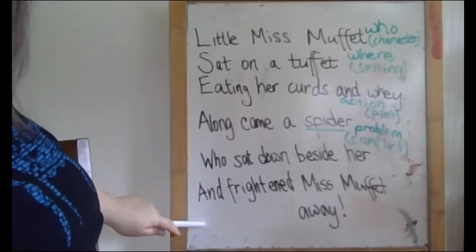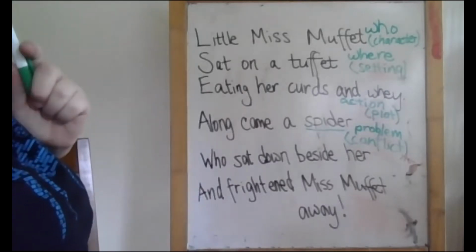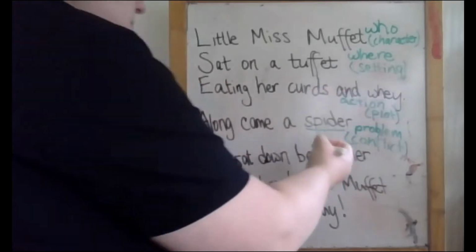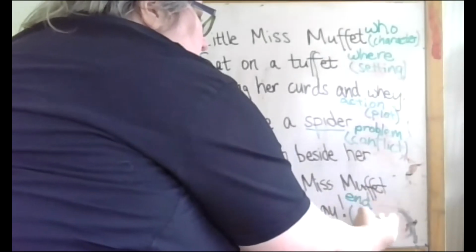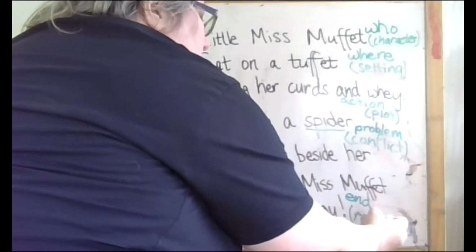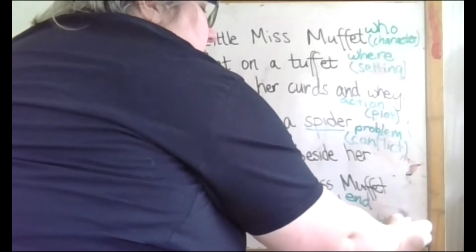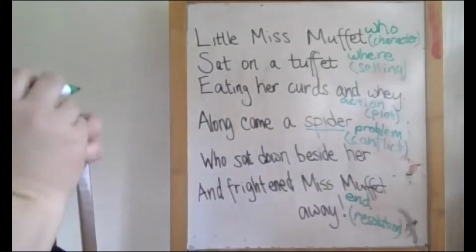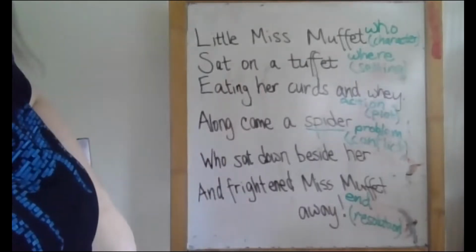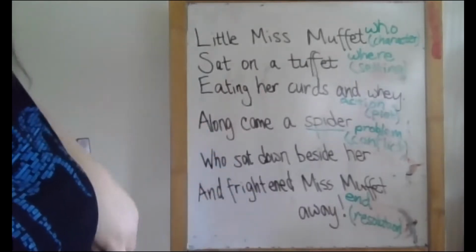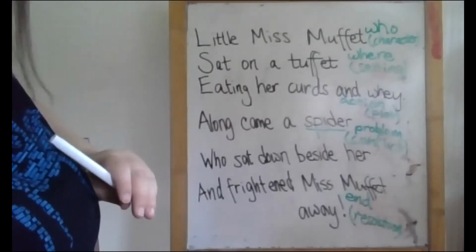And finally, our last line says, and frightened Miss Muffet away. Frightened Miss Muffet away. Well, this is the end of our short story about Miss Muffet. In the writing world, we call that the resolution. So, it may not be a happy ending. Obviously, Miss Muffet got frightened away and didn't get to finish eating her curds and whey, but it is an ending.